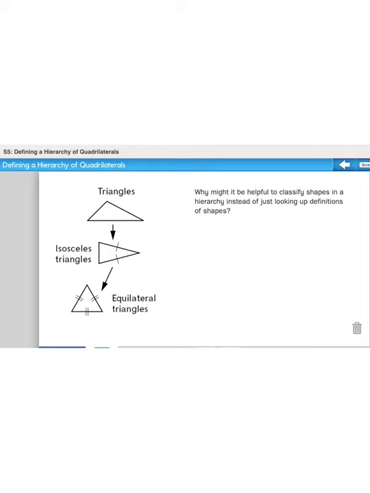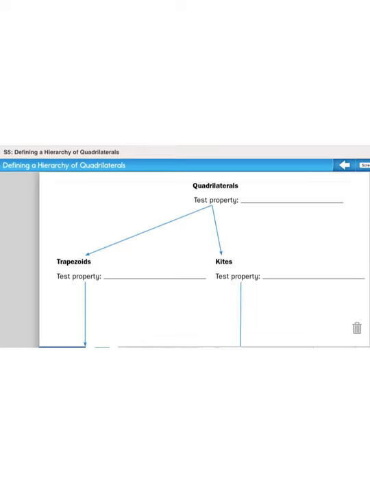Why might it be helpful to classify shapes in a hierarchy instead of just looking up definitions of shapes? Hierarchies show how shapes are related to each other. They help us keep track of the general and specific properties of shapes. Today, we're going to explore how to classify quadrilaterals into a hierarchy. Look at your next page that's found in your math journal pages.